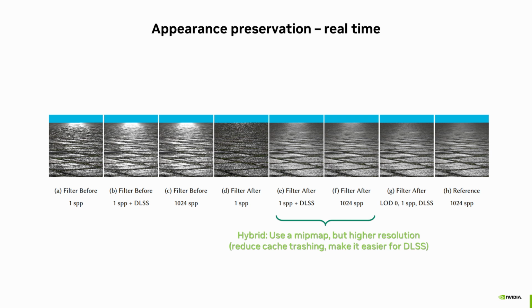In practice, we recommend a hybrid approach for real-time rendering, still using MIP maps but selecting a MIP map of much higher resolution than the one that would be used by the hardware. The reason for this is to reduce cache thrashing, improve memory bandwidth utilization, and make temporal integration easier in motion. This hybrid approach does not perfectly match the reference, but it is very close, and we believe this is a reasonable practical compromise.